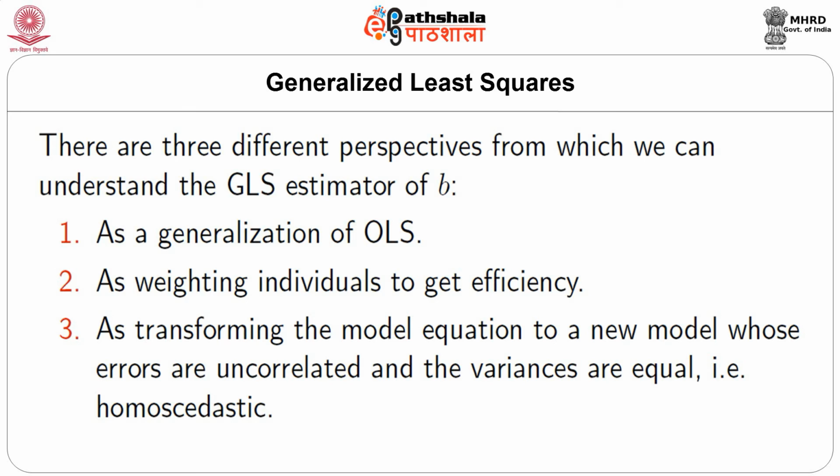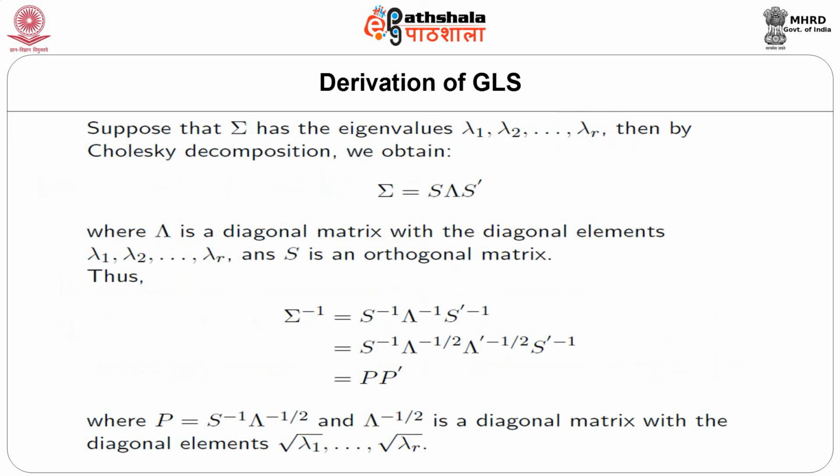As we have mentioned before, the OLS estimates are not efficient when one or more of the assumptions of the linear model is violated. We can use GLS as a weighting technique to get efficient estimates. We can also look upon GLS as transforming the model equation to a new model whose errors are uncorrelated and variances are equal, that is homoscedastic. Now, in the next couple of slides we will derive the expression of GLS that we have seen in the definition of GLS a couple of slides ago.